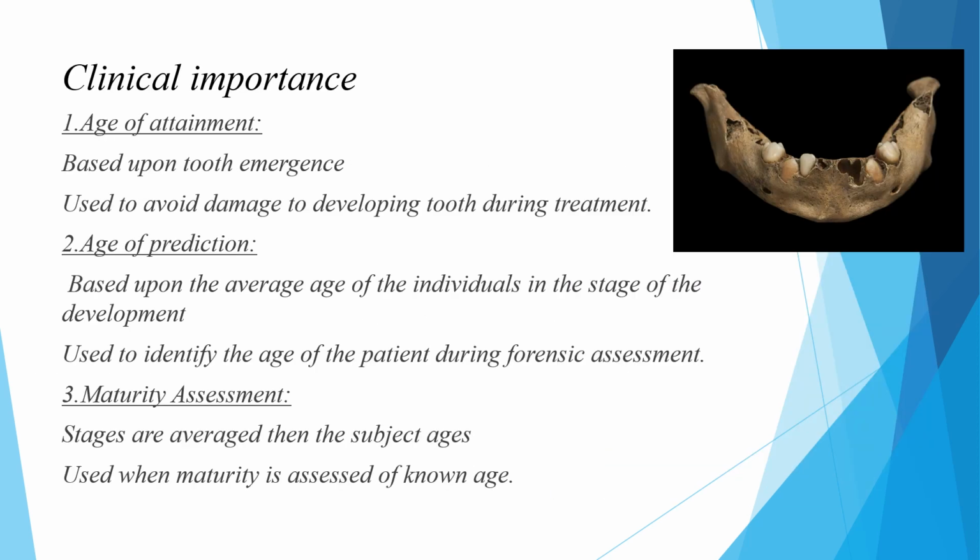Let's see the clinical importance of chronology. Age of attainment: based upon tooth emergence, we can calculate the age, and it is used to avoid damage to the developing tooth during treatment. It can also be used to predict age. Based upon the average age of the individual in the stage of development, it can be used to identify the age of the patient during forensic assessment. Dental age can also be used for maturity assessment according to the stages, which is average, then the subject's age.